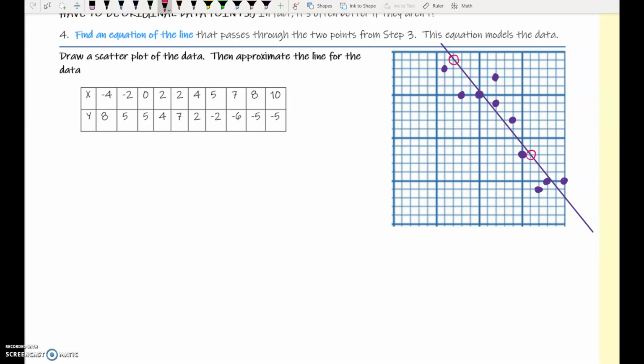Notice I did not choose original data values, and I tried to pick 1 point on either side. You don't want 2 points that are super close together. You want to space the points out. So find 2 points that you could find on that line. So I think my points are -3, 9, and 6, -2.